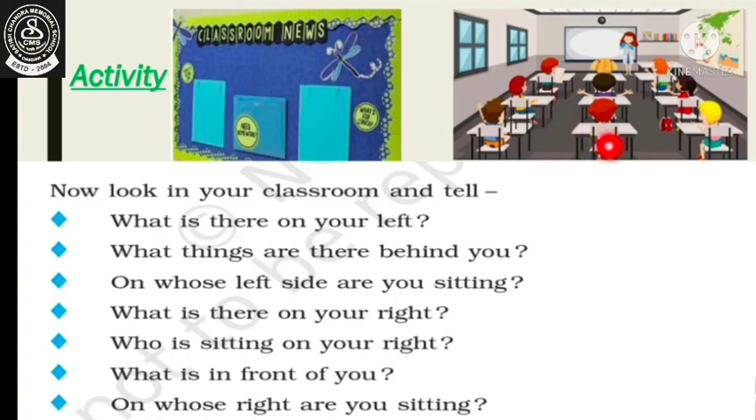Who is sitting on your right? Now your friend is sitting on your right. So you have to write the name of your friend who is sitting on your right hand side. Who is in front of you? If you are sitting in the first bench, then your teacher is there, the blackboard is there.